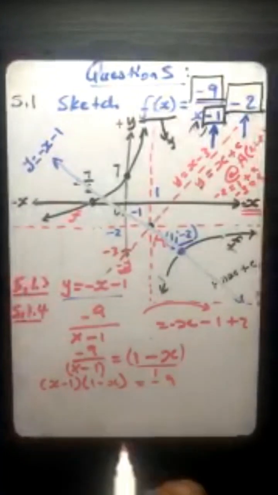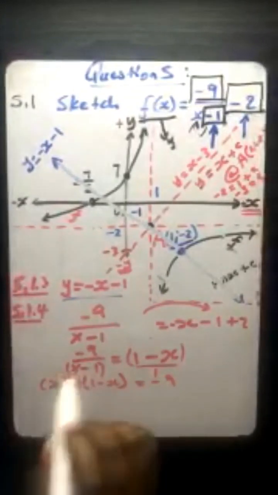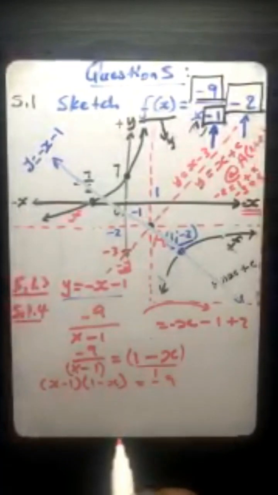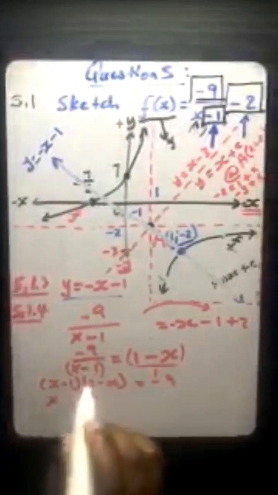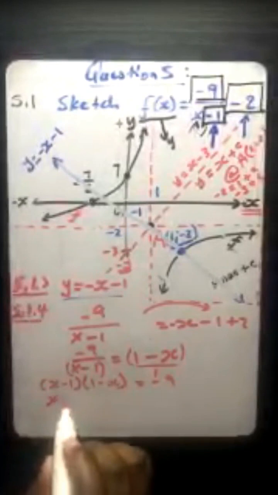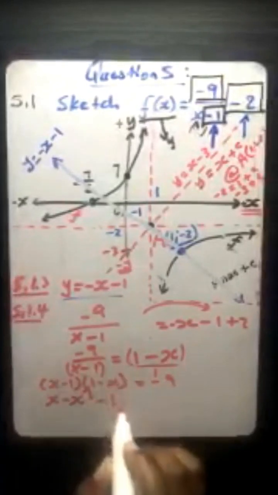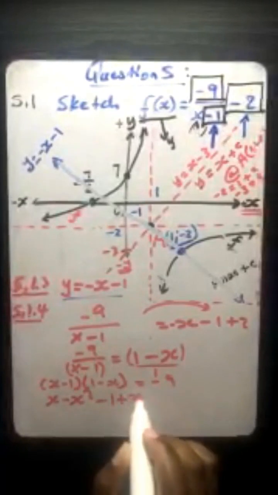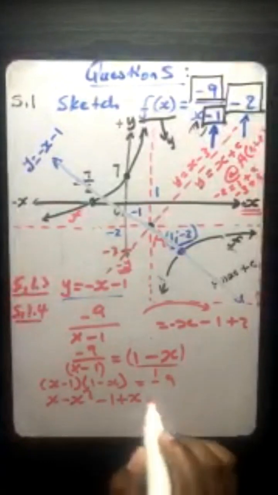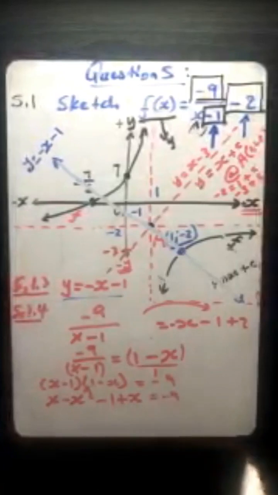Then you now expand. You're having x, then negative x squared, then negative 1, then negative x. I think I got it correctly, which is equal to negative 9.